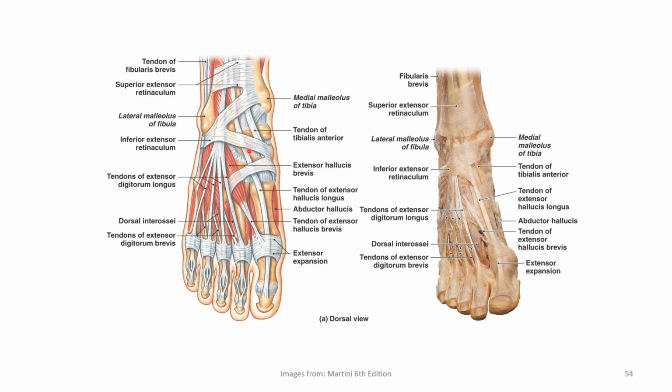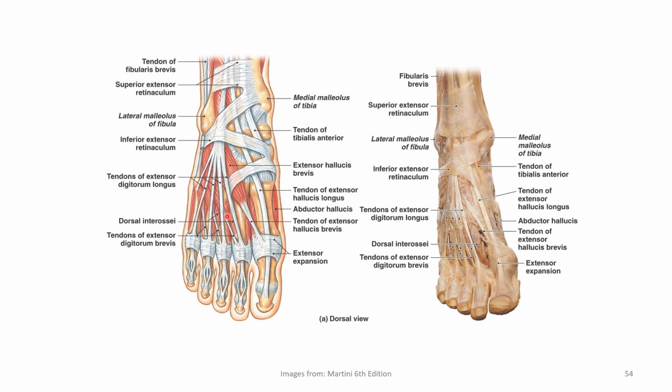This is the tendon of the extensor hallucis longus muscle, going to the hallux, the big toe. And this is the tendon of the extensor digitorum longus muscle. Deep to those will be your brevis muscles of the extensor hallucis and extensor digitorum. Attaching to the hallux will be the extensor hallucis brevis, going oblique.